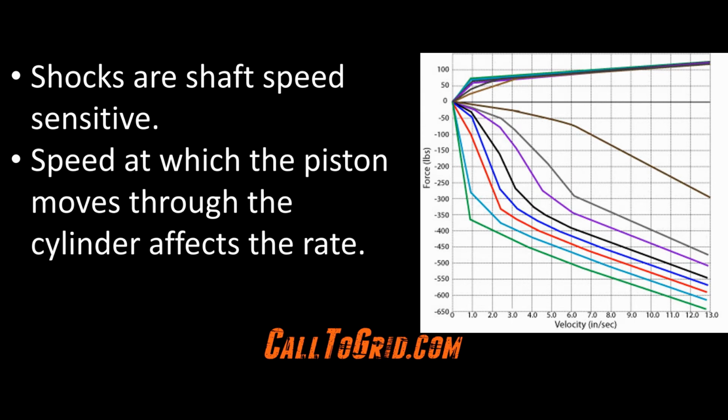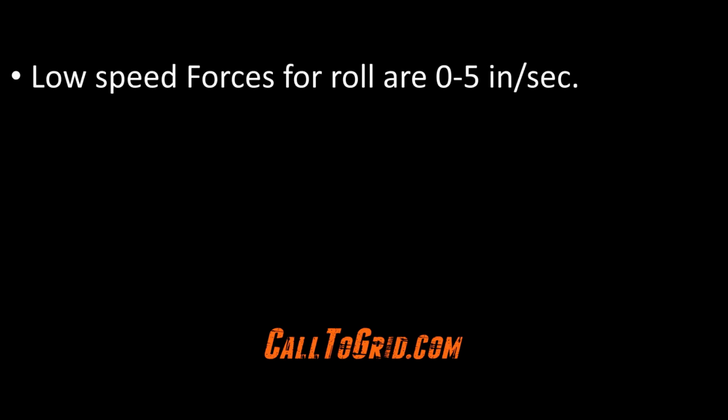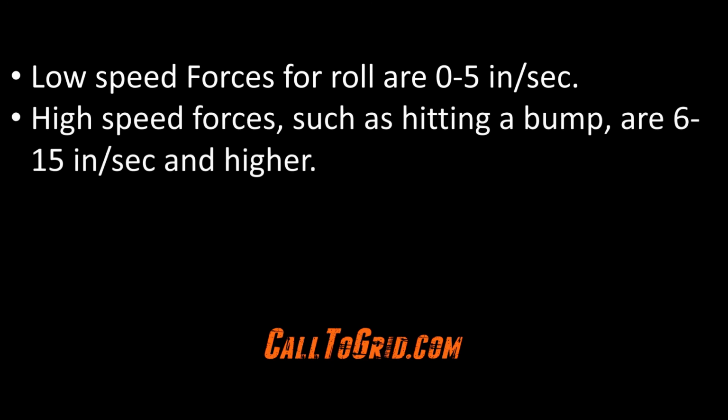Shown is a common shock dyno plot that correlates shock velocity with force. Force is shown on the y-axis and shock velocity on the x-axis. Bump forces are shown here and rebound shown here. Your shock manufacturer can change your valving if you know what forces you need based on the track surface and the shaft velocities you'll see at the track. The shock tuner can tune for low speed movements such as under roll on the 0 to 5 inches per second range, as well as for high speed shock velocities such as when hitting a bump, and these are on the range of 6 to 15 inches per second and above.